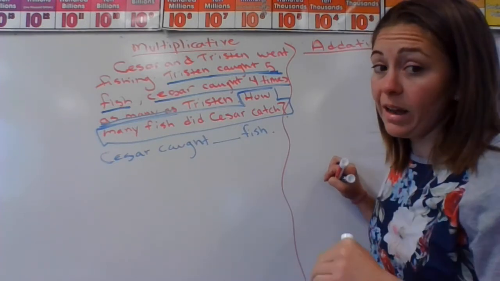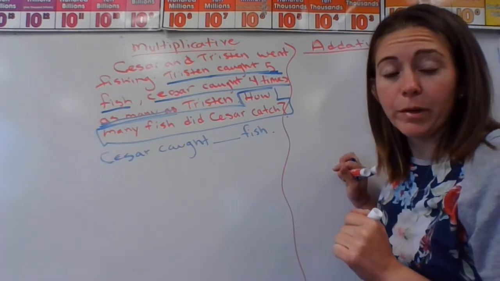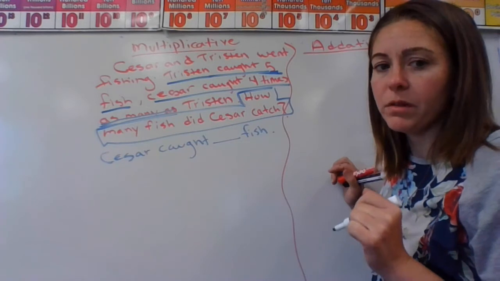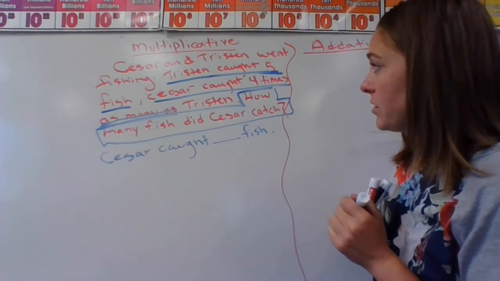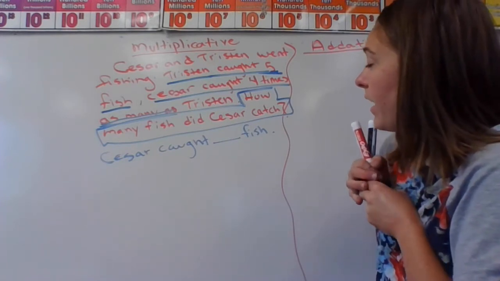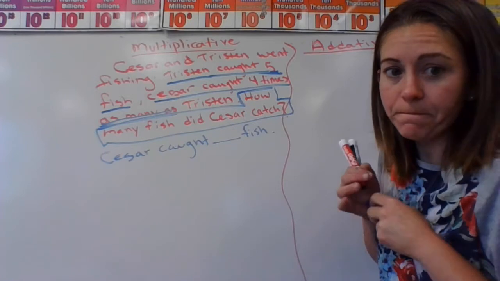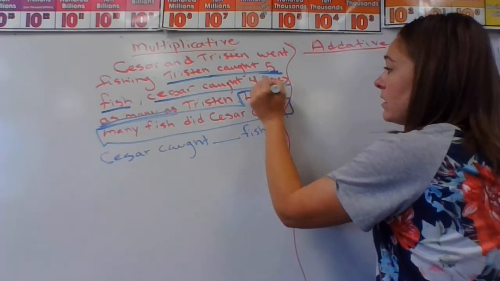Or is this an additive problem and I need an additive tape diagram? So let's go back to the problem and see if we can get some clues from the problem to help us figure this out. So let's see. Tristan and Caesar went fishing. Nothing there. Tristan caught 5 fish. Caesar caught 4 times as many. Do you see that? Did you hear when I said times as many?